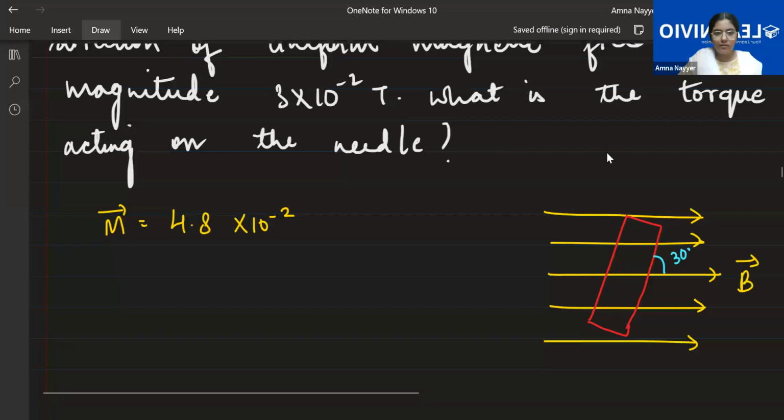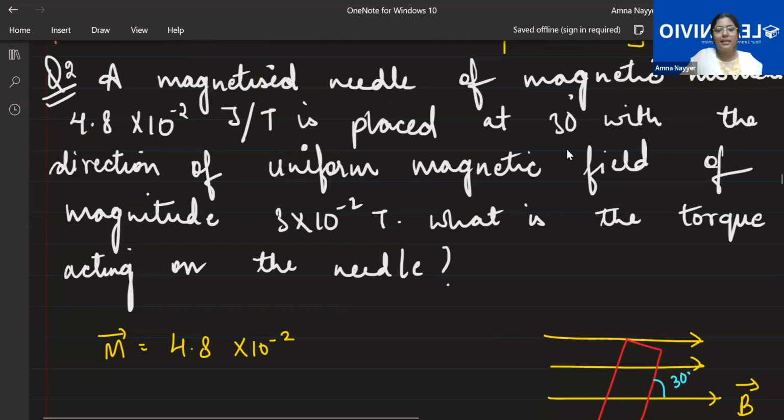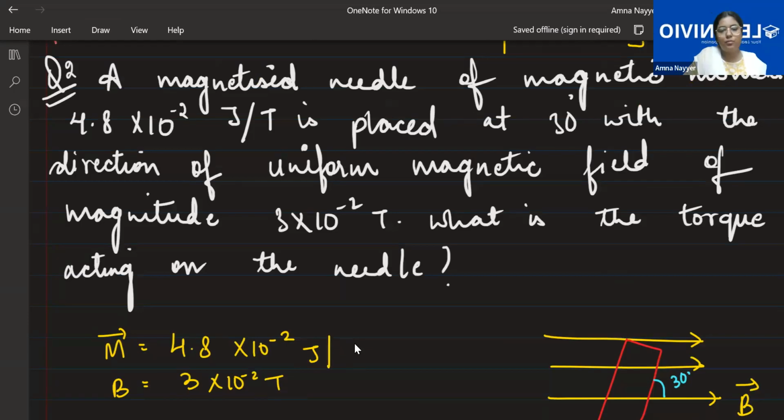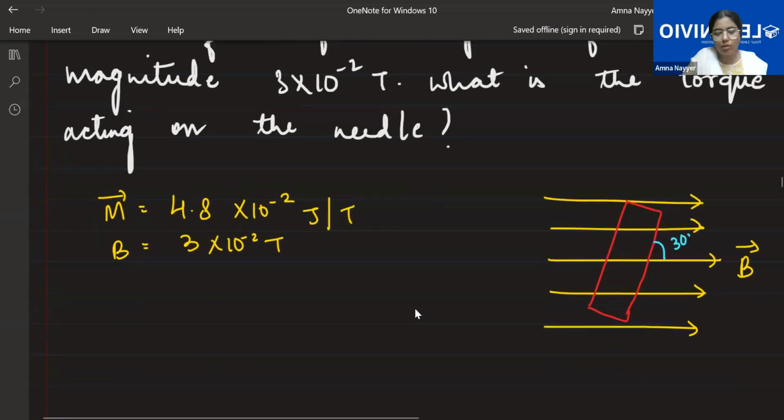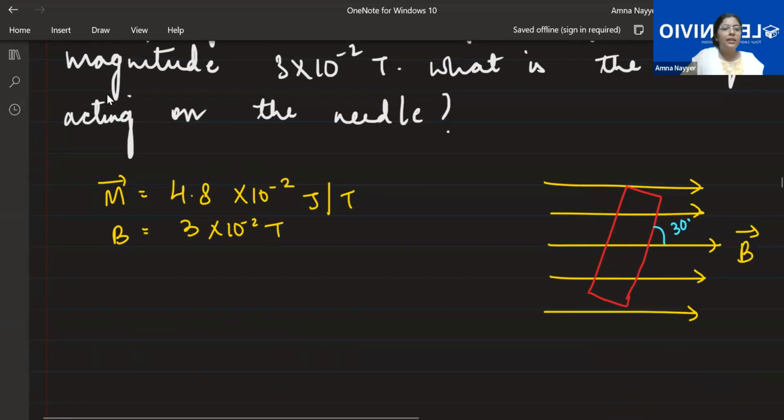Now see, this says that the magnitude of magnetic field is also given. B is given as 3 into 10 to the power minus 2 Tesla. This is in Tesla. Magnetic moment is current into area. It says, what is the torque acting on the needle? What will be the torque acting on the needle?